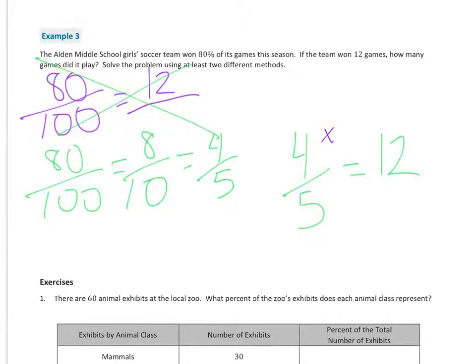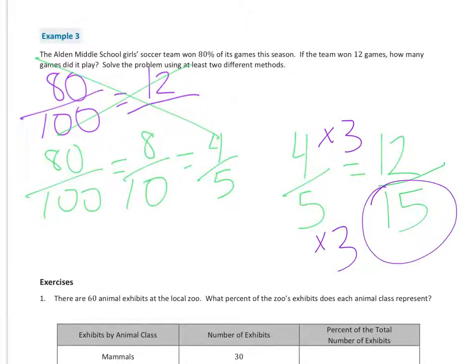So to get that 4, you had to multiply by 3. And if you do it to the top, you got to do it to the bottom. That works both ways. So 5 times 3 is 15. Hey, so they played 15 games. There we go. So our second method worked just fine.